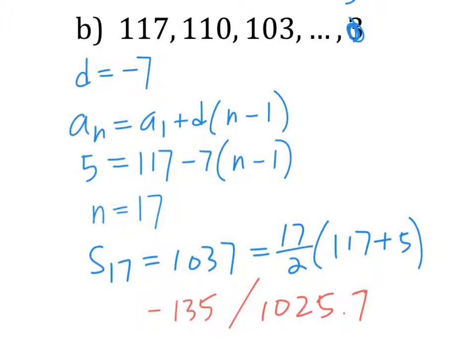Is it possible? No, it's not possible, because you're adding up all positive numbers. You shouldn't get a negative number. If you did, you put something wrong in. If you add up all the negative numbers, then you should get a negative number. You should not get a positive number. Okay, let's try another one.